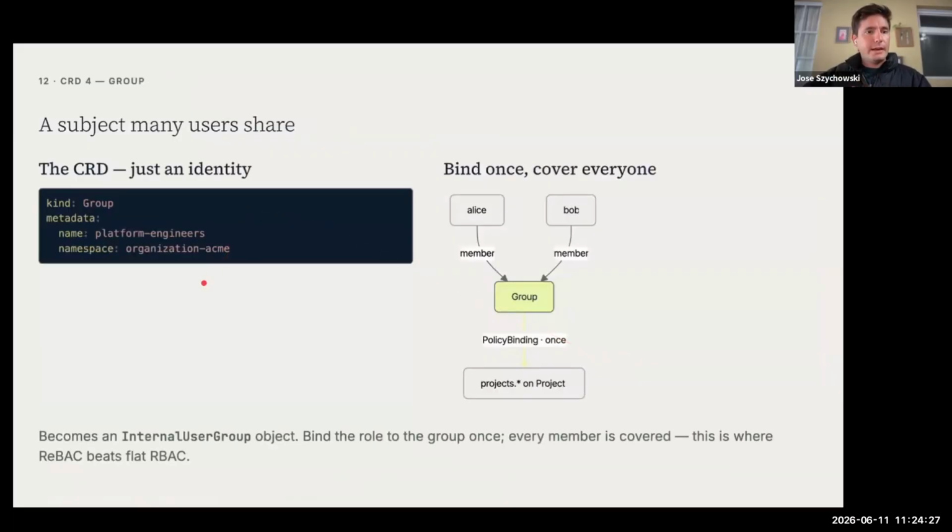And finally, we have the group. A group is just an identity. What is great about group and how we implement it is that we can create membership tuples of different users to the same group, but the policy binding is applied only once. So we apply only one binding, or many policy bindings depending on the different roles, to a group, and all of the users inside this specific group are going to inherit the same policy bindings, or the same permissions, in the cluster.